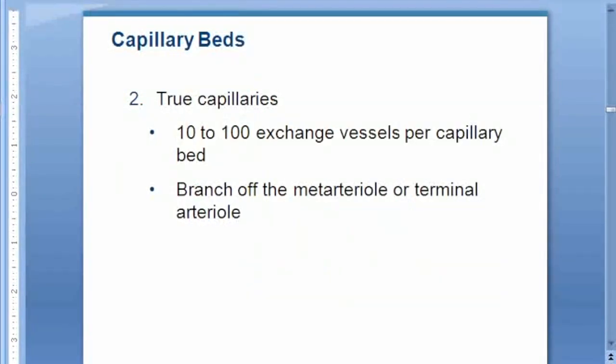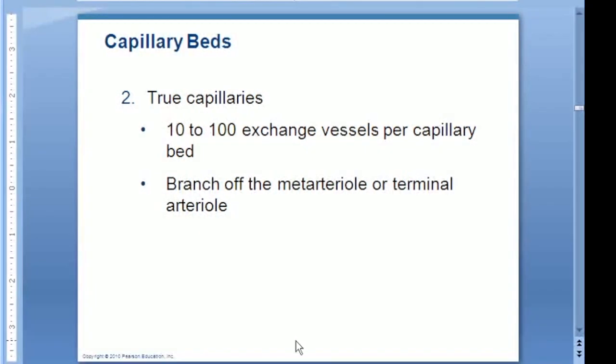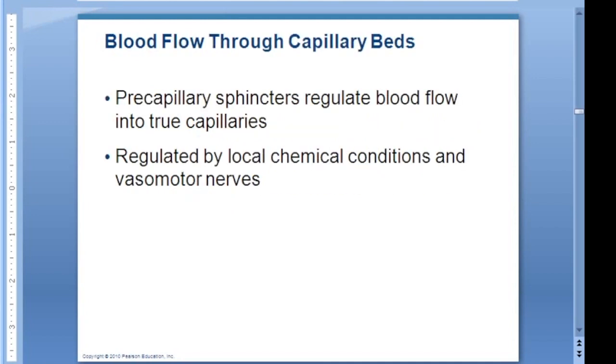I do like this little tidbit. There's somewhere in the neighborhood of 10 to 100 vessels per capillary bed. And a nice concept. That reminds you that it's a capillary bed. I don't care that you know exactly how many. It's just a bed. It's not one capillary. It's a group. And capillaries branch from what vessels? Arterioles.